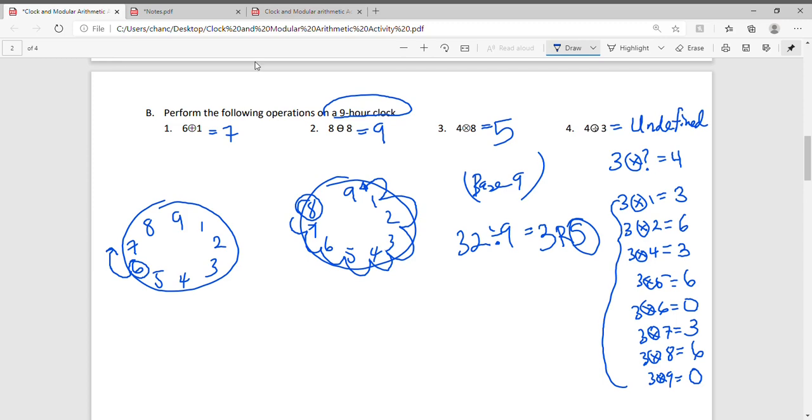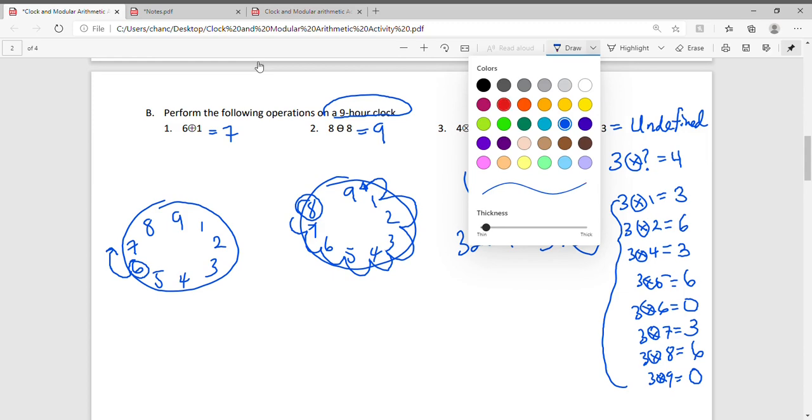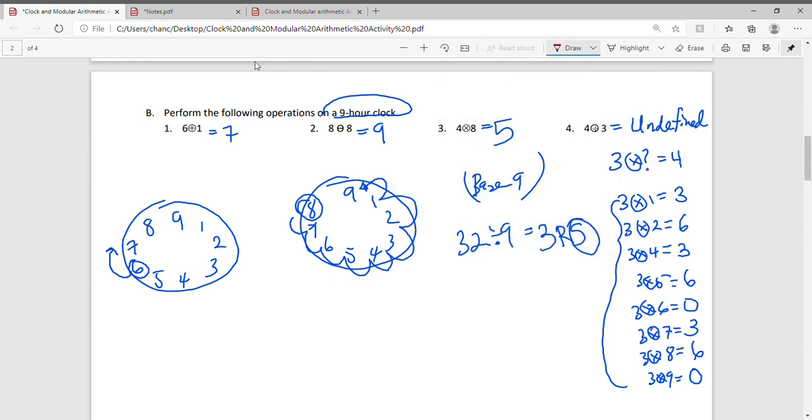Unfortunately, I made a mistake. I forgot about something. Remember, 0 does not exist in a 9-hour clock. So these zeros are wrong. They should actually be 9 because our identity for addition is 9. 9 acts like the 0. So please correct that. My mistake for making that error.